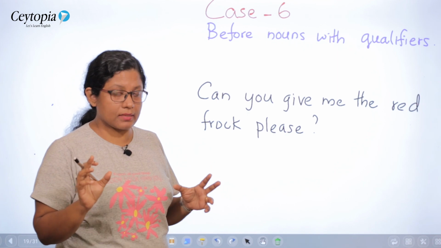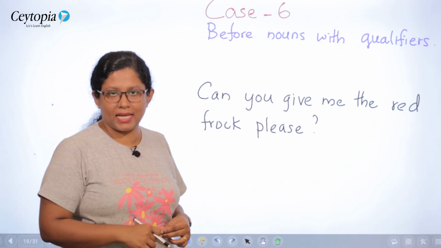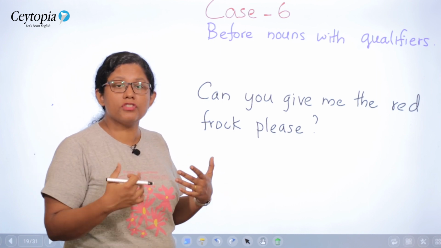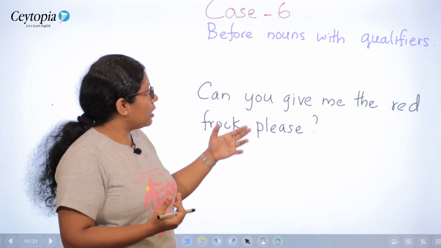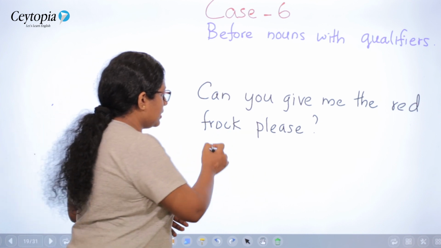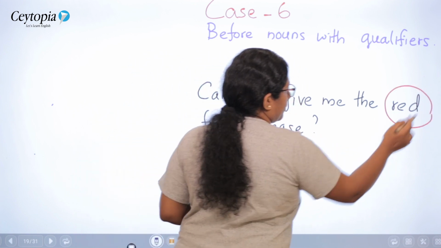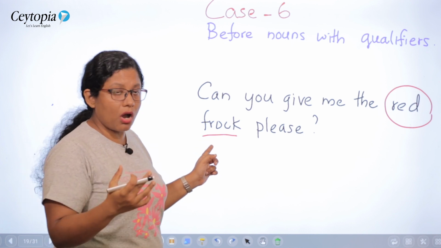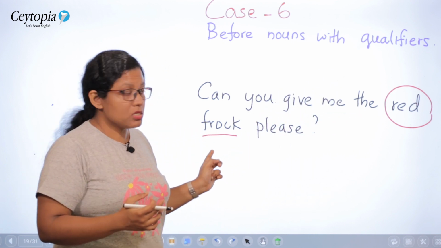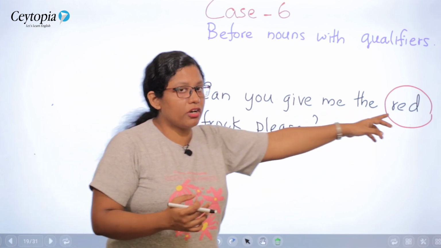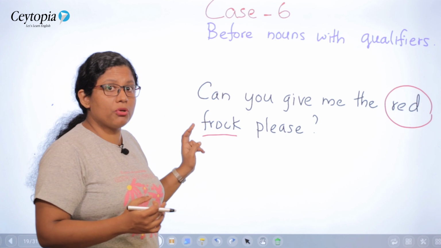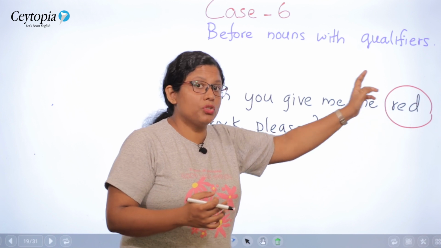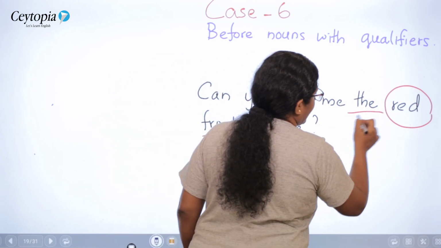Case number 6. When you have nouns with qualifiers, what are qualifiers? Certain adjectives, adverbs that qualify the noun, that gives you further information. The red frock. Frock is the noun, red is the qualifier. With the qualifier, you get to know that it is a particular type, not just a frock, but a red color frock. So, you specify it with the use of the modifier red. So, in that case, if you have a noun and before the noun you have a modifier, then you can use the before it. Why? You need to specify it.